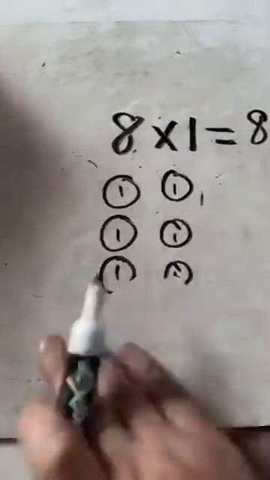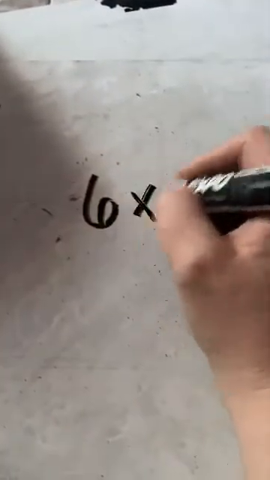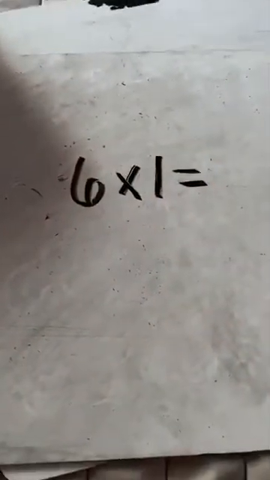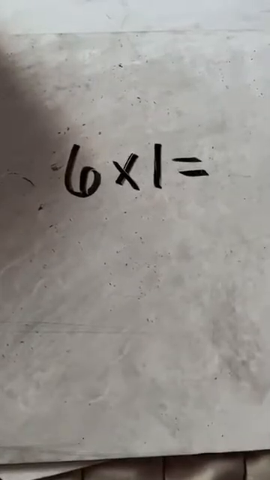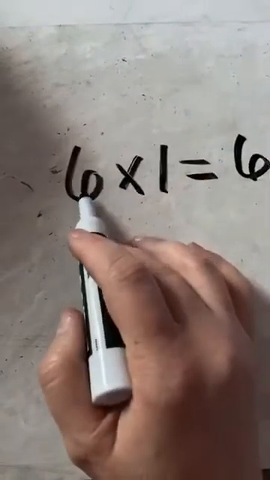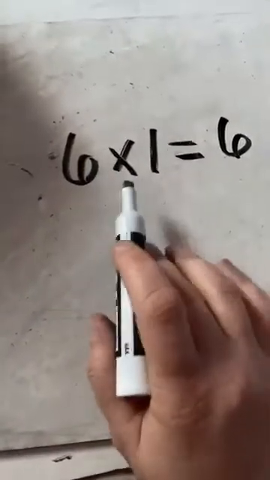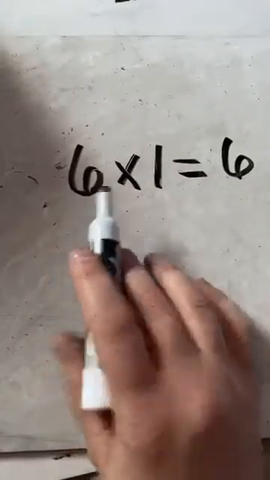Okay, now let's see. I'm going to try something here, friends. Let's see if you can do it without my pictures. Okay, here we go. 6 times 1 equals. You're right, it's 6 because I have 6 equal groups and I have 1 in them. So there's my number 6. Okay, let's try another one. How about this one?